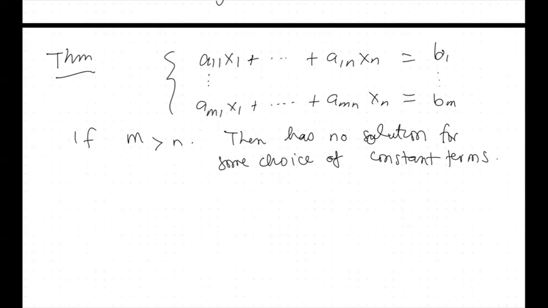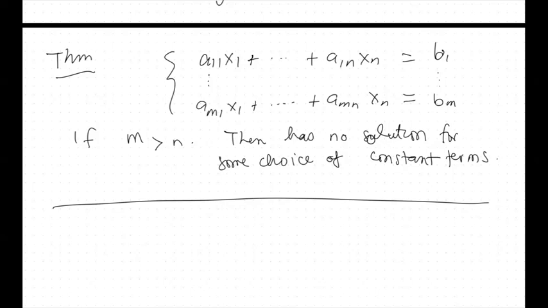Recall this one from your matrix course. For some choice of constant terms, we will get something like 1 is equal to 4. That's a contradiction, so there are no solutions. Something like that.